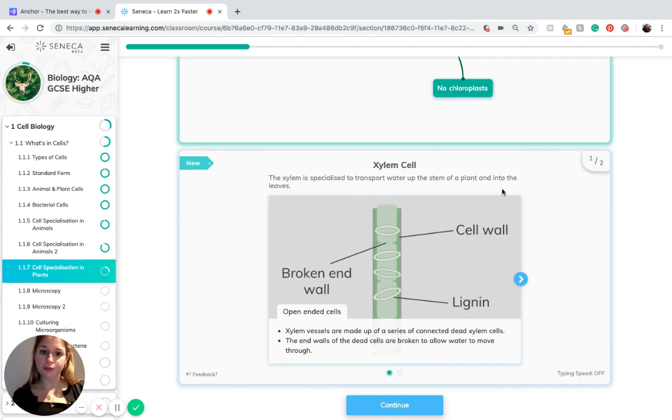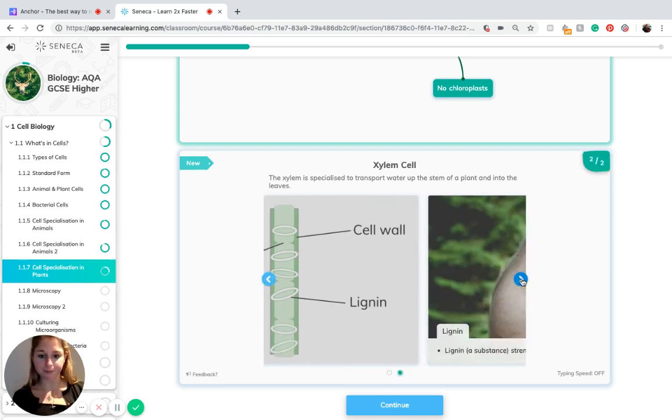Another plant cell which is specialized is the xylem cell. The xylem is specialized to transport water up the stem of a plant and into the leaves. They are open-ended cells. The xylem vessels are made up of a series of connected, dead xylem cells, and the end walls of the dead cells are broken to allow water to move through very easily.